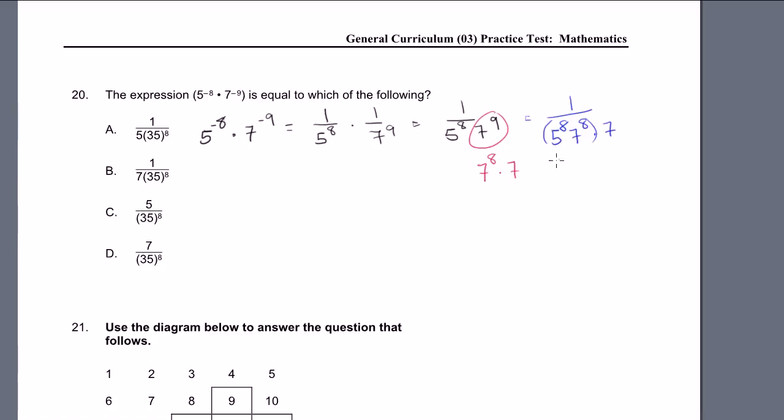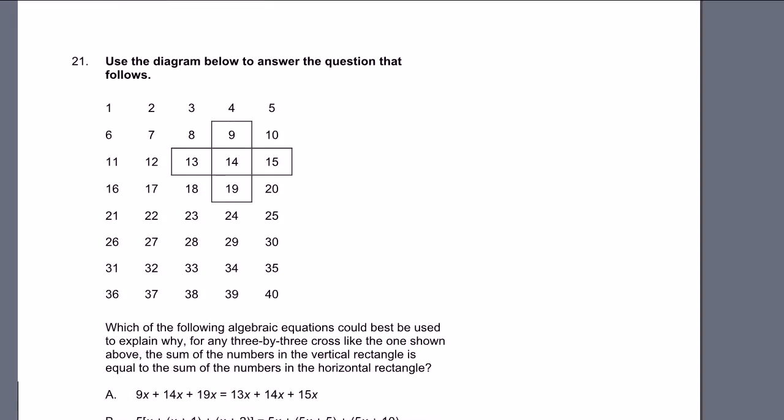This is the same thing as 5 times 7 to the 8th power. Right? A to the x times b to the x is the same thing as ab to the x. So this is equal to 1 over 5 times 7, which is 35, to the 8th power, times 7. This piece right here is 35 to the 8th power, and then you have your 7. And then that is choice B right there. They just switched the order of the 7 and the 35 to the 8th power.